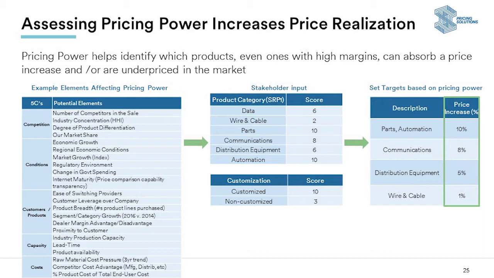And so you're going to take up, for example, parts and automation 10%, but wire and cable only 1%. You might do this over 1 year. You might do this over 2 years. You might do this over 3 years. You have to figure out the journey as you march to that 3.7%. Okay? That's part of the vision.